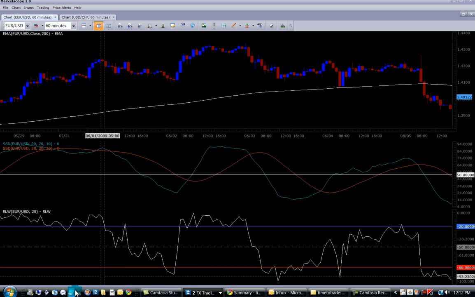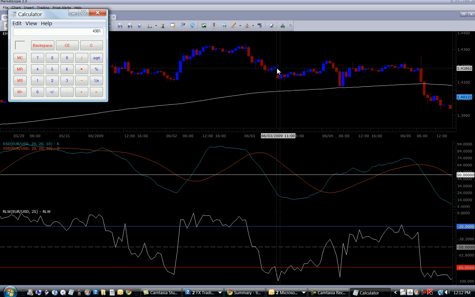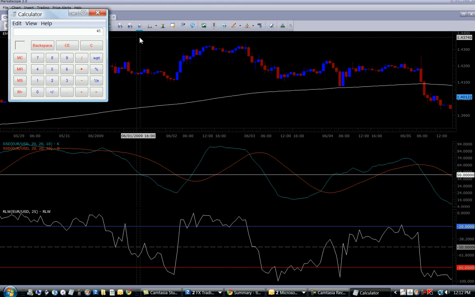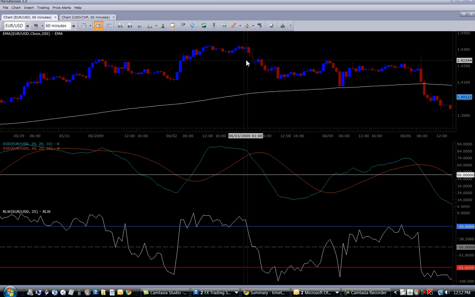So we'll bring up the calculator real quick, and we'll go 43.01 minus our exit would be, we'll say right there, 41.91, so minus 41.91. And that's 110 pips in that little move right there. And if you multiply that by $10, you would get $1,100 profit. So as you can see, the 2020 system works very well.